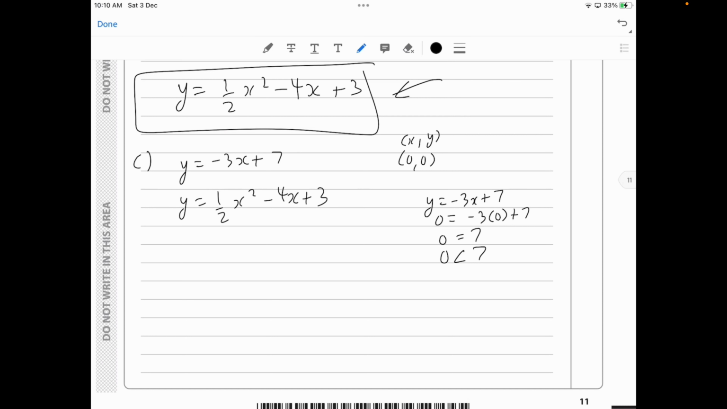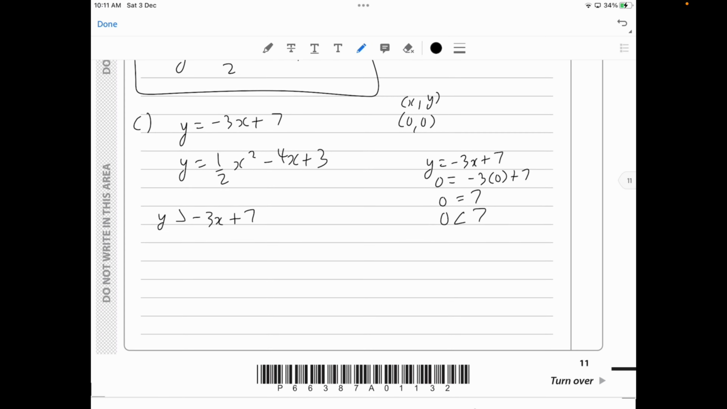Since that's your test point, we're going to write down the inequality in a way that shows how this works. Y should be greater than negative 3x plus 7. That's the notation we're going to write first. Now we're going to do the same thing for the quadratic. Since 0 is less than 7, indirectly we know that the value of y should be greater than that.